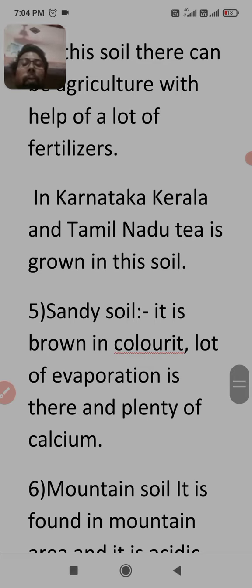The next one, fifth point, sandy soil. It is brown in color. And next, a lot of evaporation is there and plenty of calcium is there. Due to the presence of calcium, water does not go through the roots deep into the land. So that's why a lot of evaporation is there, and that's why there is no moisture in this soil. I think you got all 3 points related to sandy soil. You can say that it's brown in color, there is plenty of evaporation, and evaporation is due to the presence of calcium.